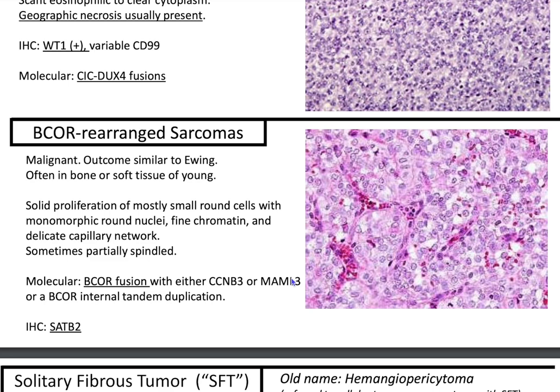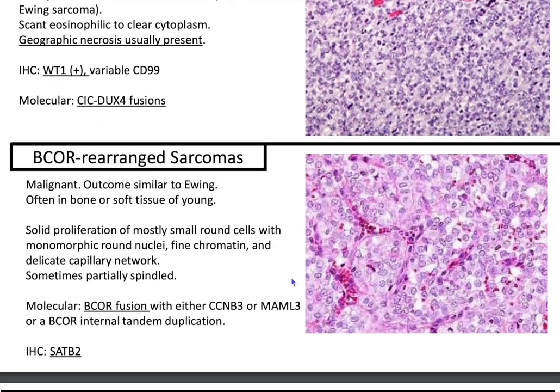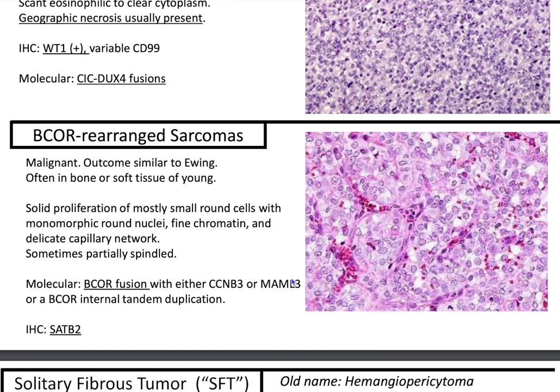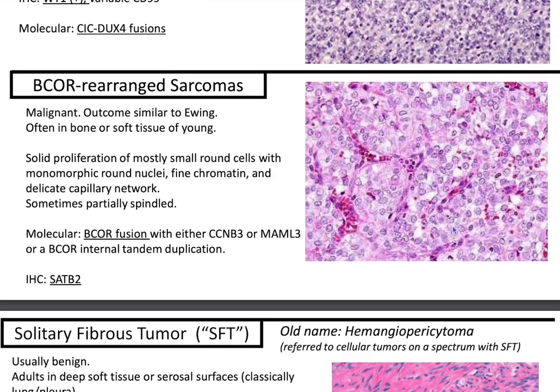BCOR-rearranged sarcomas. This is malignant, and the outcome is similar to Ewing, so a little bit better than your CIC-rearranged sarcomas. Often in the bone or soft tissue of the young. Architecturally, you'll have solid proliferation of mostly small round cells. Cytologically, you'll see monomorphic round nuclei, fine chromatin, and delicate capillary networks, as you can see here. Sometimes it can be partially spindled, and molecularly it has a BCOR fusion with either CCNB3 or MAML3, or a BCOR internal tandem duplication. IHC will be SATB2 positive.